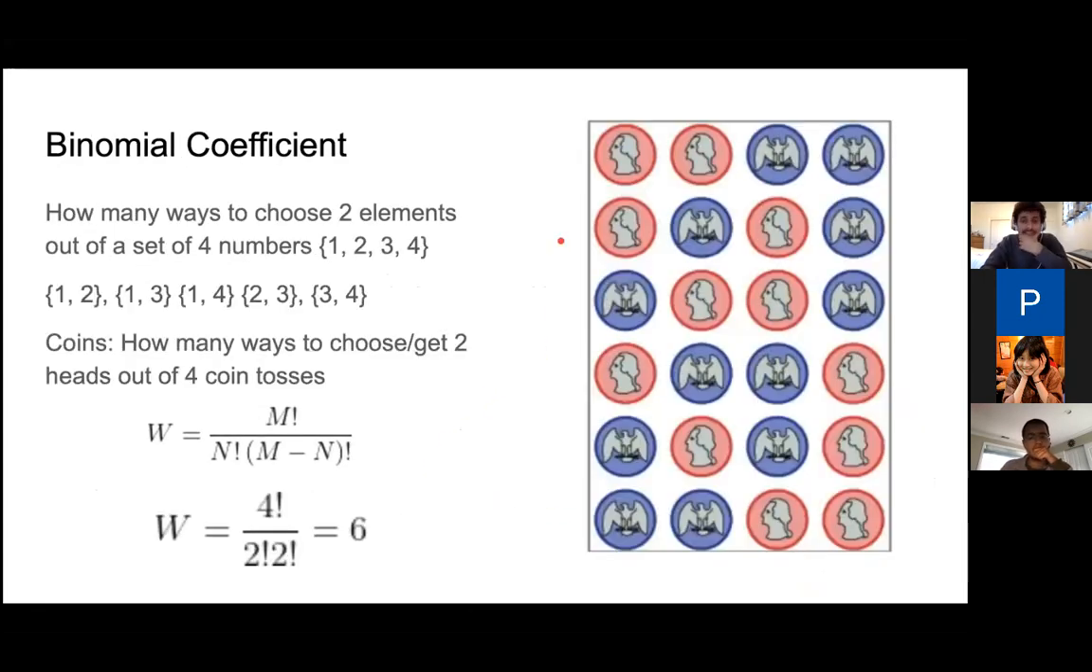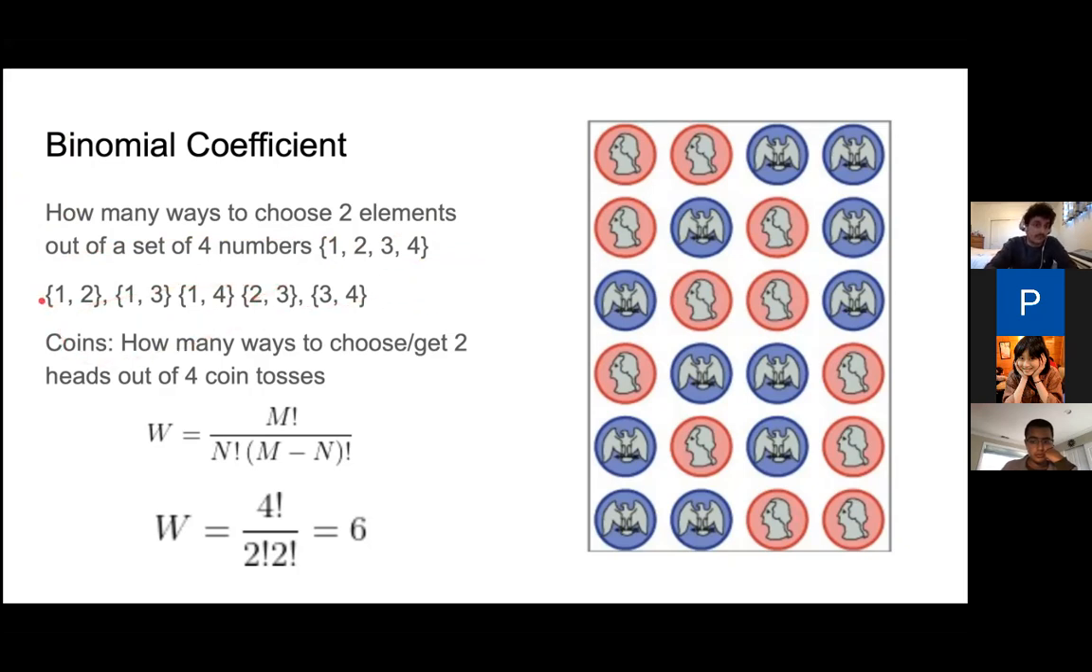So if you've taken a stats class, you may have heard multiplicity referred to as the binomial coefficient. There's a lot of stuff we can talk about for that, but we'll keep it simple for now. And how I like to think of that is, how many ways can I get a certain number of outcomes out of this total set? So this is an example I ripped from Wikipedia. How many ways can you choose 2 elements out of a set of 4 numbers? And the set is 1, 2, 3, and 4.